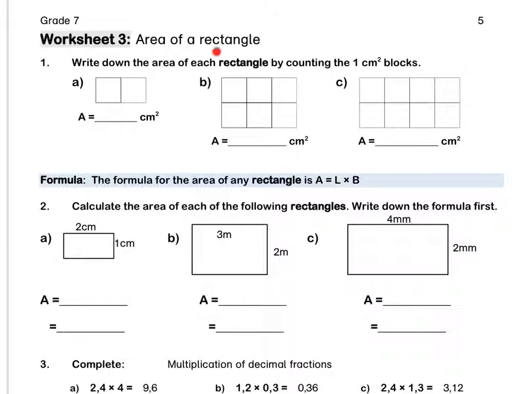Worksheet 3, the area of a rectangle. Write down the area of each rectangle by counting the 1 centimeter squared blocks. Let's complete this together. For A, there are 2 blocks. It's 1 by 2, so the answer is 2 centimeters squared. B, 2 by 3, so there are 6 blocks, so the area is 6 centimeters squared. C, it's 2 by 4, so there are a total of 8 centimeters squared blocks. From this we see that the formula for the area of any rectangle is A is equal to its length times whatever its breadth is.